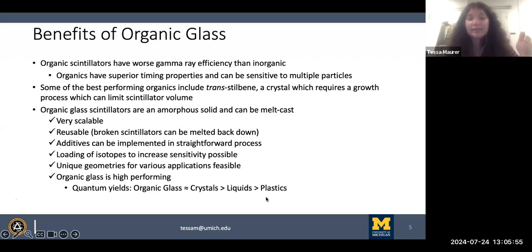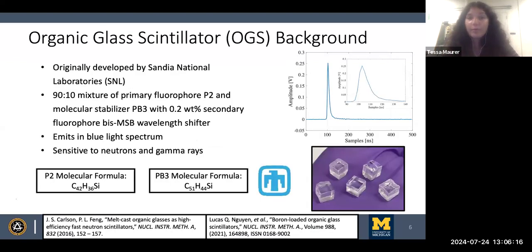So organic glass scintillators are high performing. They're about the same in quantum yield as crystals, which are greater than liquids, which are greater than most plastics. Of course, we've been hearing about some newly developed plastics that are pretty high performing, but this is generally true especially for historic plastics that have been used in the field.